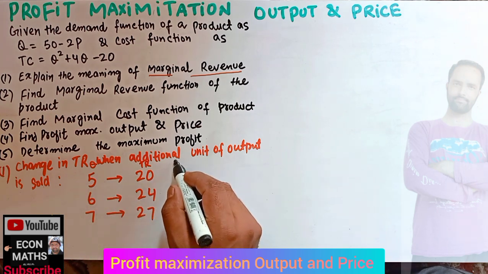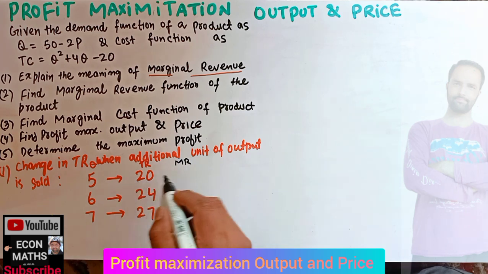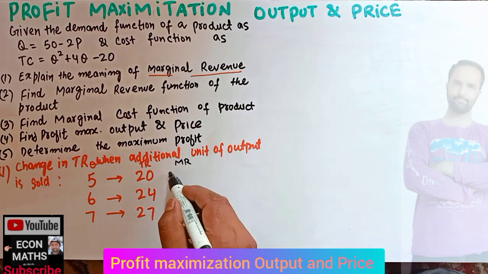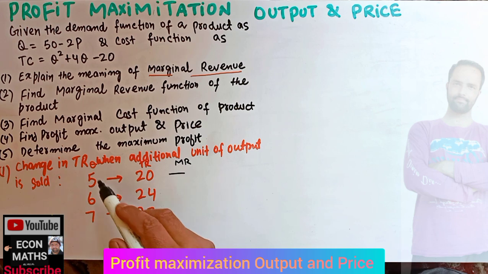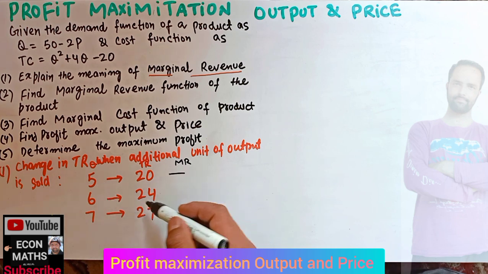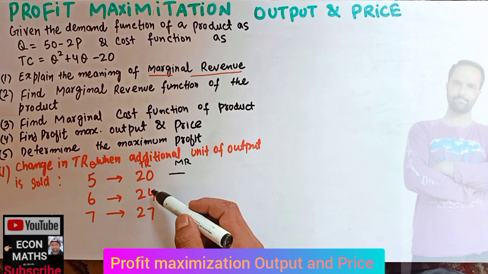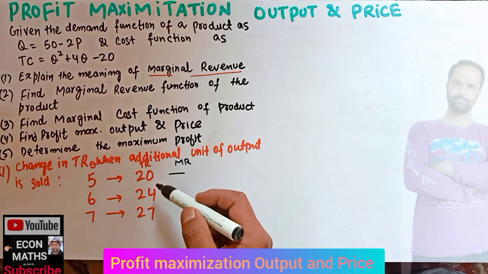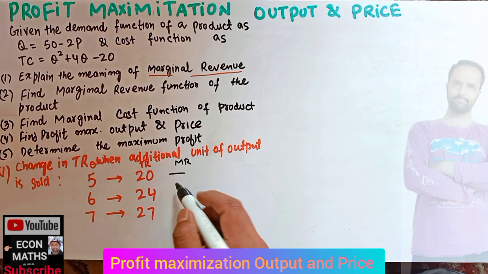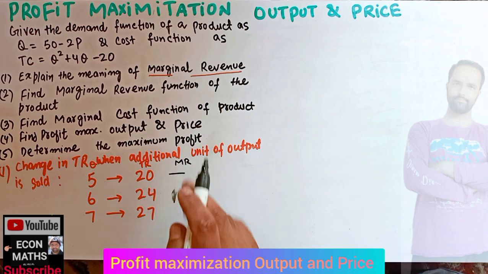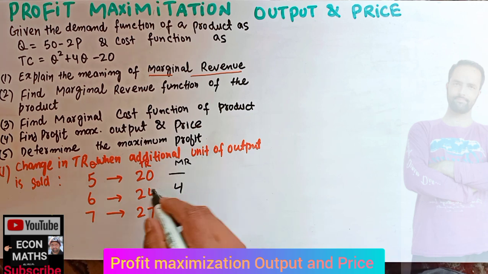When 5 units were sold, our total revenue was 20. Let us write it here as it is. Now when we sell the 6th unit, total revenue is 24. What is the addition to the total revenue? That's 24 minus 20. That means 4 is the marginal revenue here.